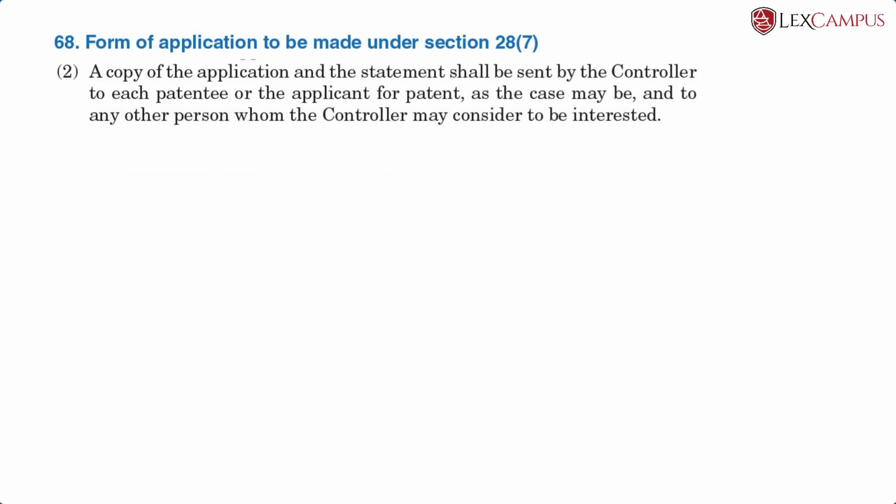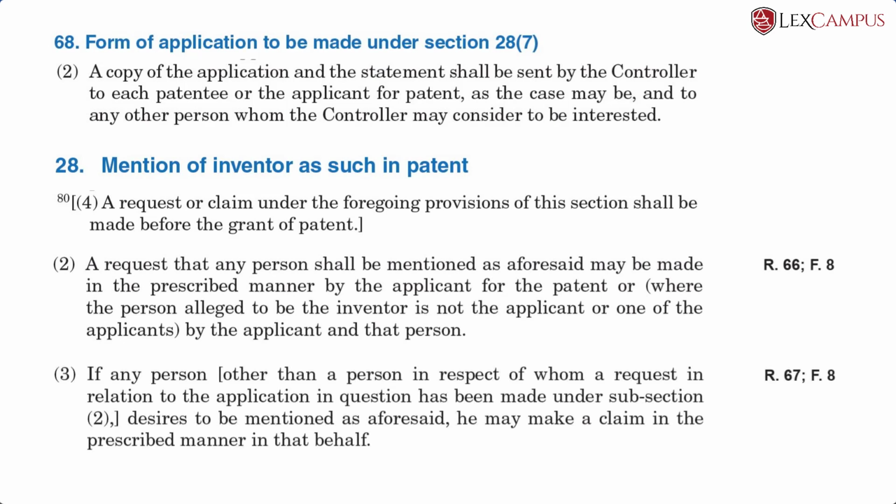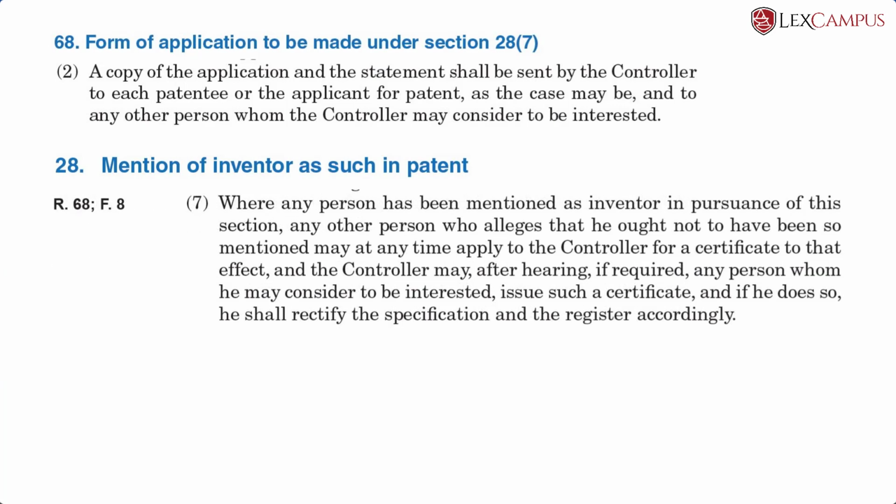And in fact, the provision that we saw in 28(4) covers 28(2) and 28(3), because 28(4) says a request or claim under the foregoing provisions of this section shall be made before the grant of a patent. 28(2) and 28(3) alone pertain to before the grant of a patent. 28(7) proceeding can be any time. The certificate can be any time, because the rule tells us that a notice can be issued even to the patentee, which means the patent has been granted at that stage. So, that needs to be checked, that 28(7) is not a proceeding before grant.